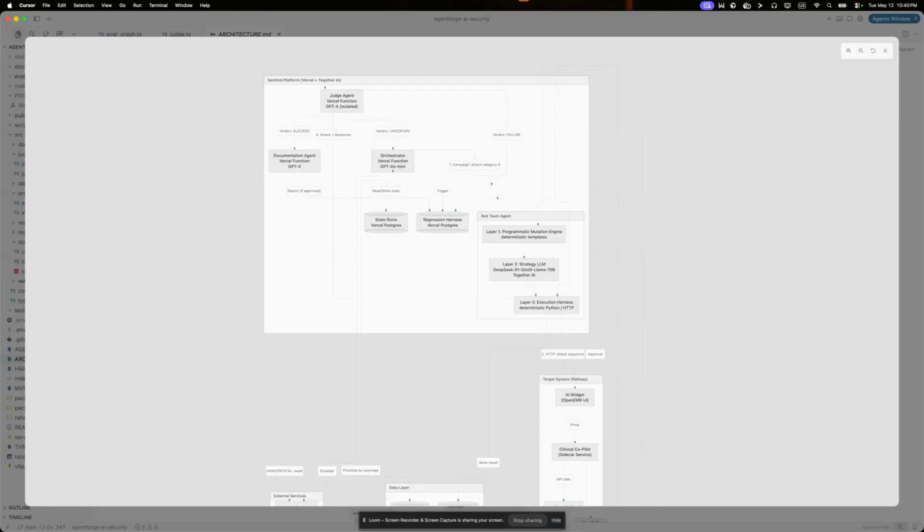What is next? The red team mutation engine still needs to be implemented, as well as the strategy LLM, the full orchestrator, LangSmith tracing, Postgres persistence, and the documentation agent. Those are all things that are going to be implemented by the final delivery.